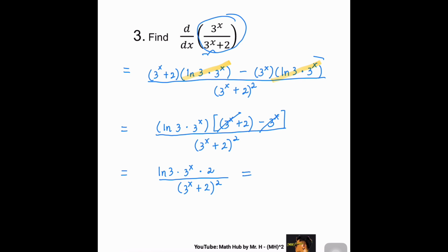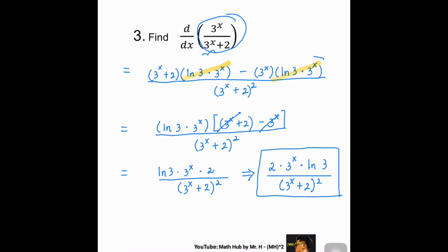So if you just want to rewrite it, 2 times 3 to the power of x times ln of 3 divided by 3 to the power of x plus 2 squared. So there's another form if you want to rewrite this, and you can combine 2 ln of 3, and you can also make it like ln of 9. It's okay. So let's take a look at the next example.